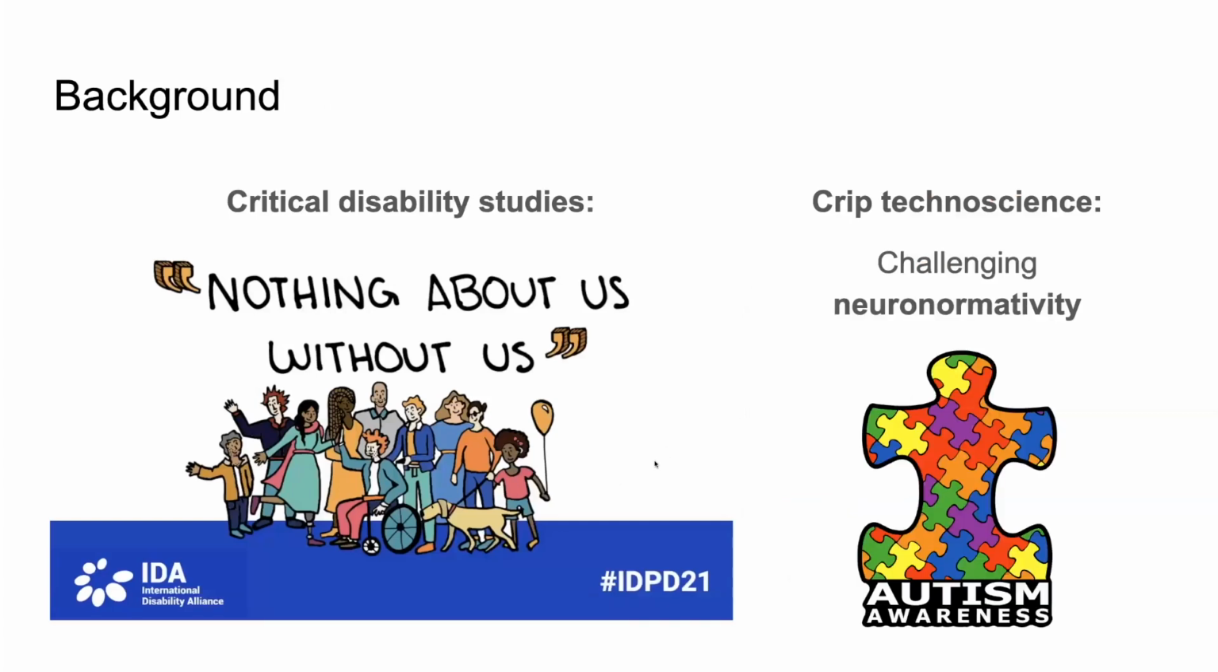Now, to give you some context with other theories, critical disability studies essentially tries to embrace this idea of nothing about us without us, nothing about us without us. So essentially what that means is any research that's focusing on disabled communities should try to include participants from that community in that work. And crip technoscience just tries to challenge the existing social and power dynamics.